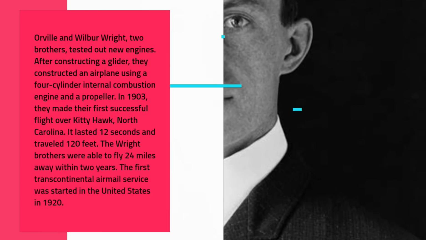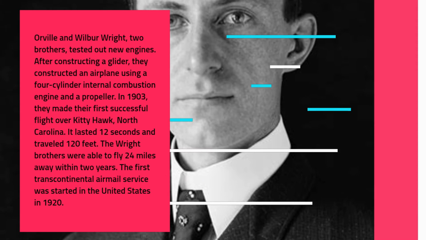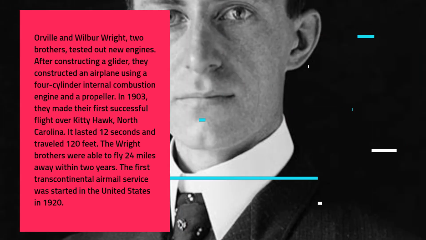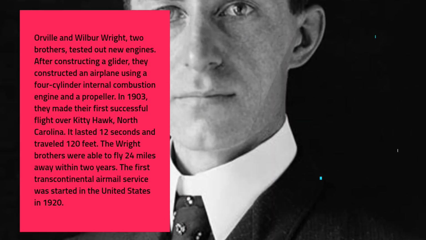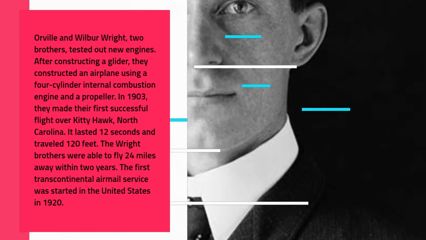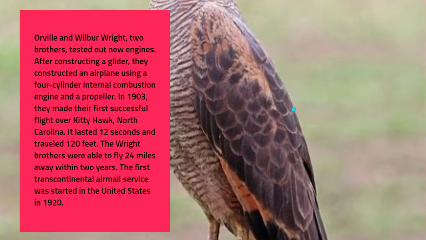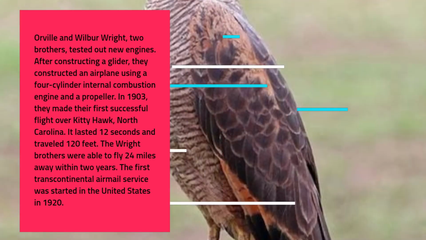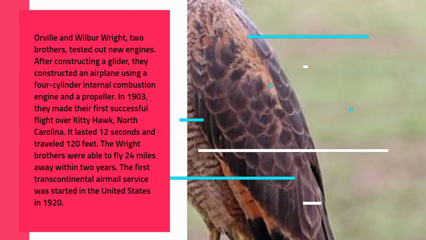Orville and Wilbur Wright, two brothers, tested out new engines. After constructing a glider, they constructed an airplane using a four-cylinder internal combustion engine and a propeller. In 1903, they made their first successful flight over Kitty Hawk, North Carolina. It lasted 12 seconds and traveled 120 feet. The Wright brothers were able to fly 24 miles away within 2 years. The first transcontinental airmail service was started in the United States in 1920.